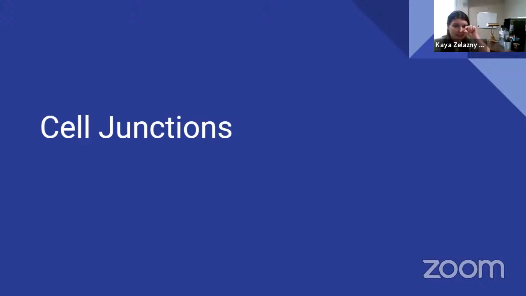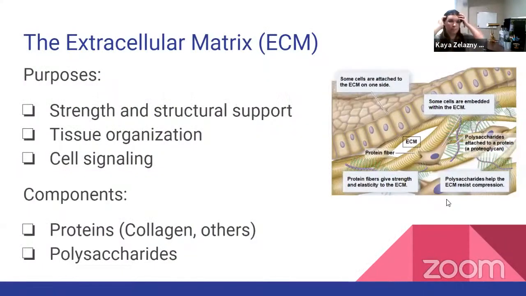We almost never see single cellular organisms unless we're in a biology class. So understanding some of the components of cells that allow them to interact with each other and work as a group is really important to understanding the purpose of cells in the world. Okay. So we're going to start with cell junctions, which are basically how cells connect to each other. Okay. Before we do that, I want to talk about something called the extracellular matrix.